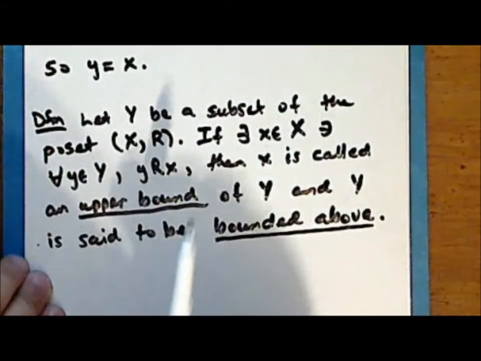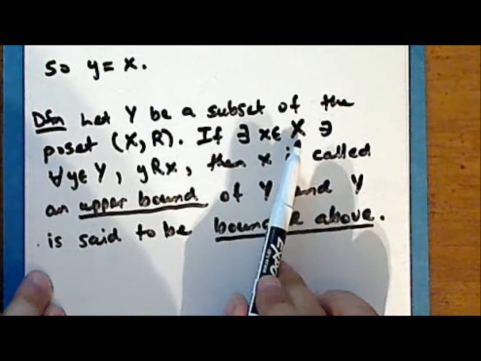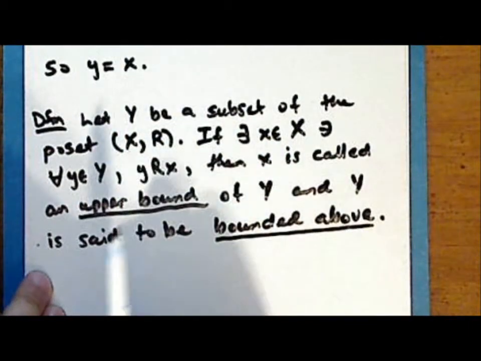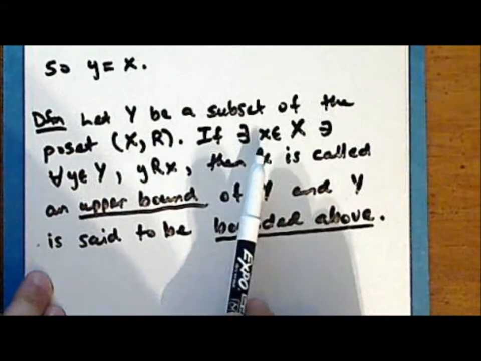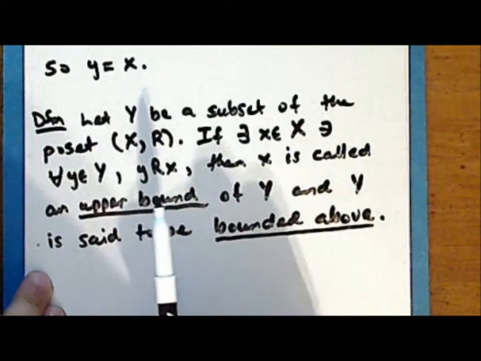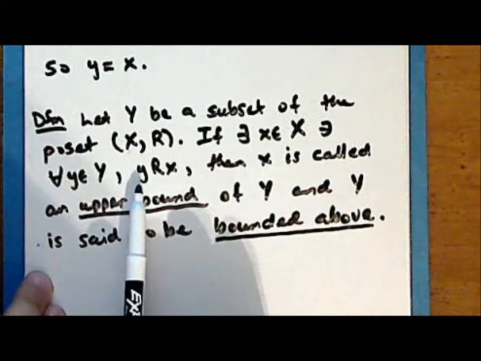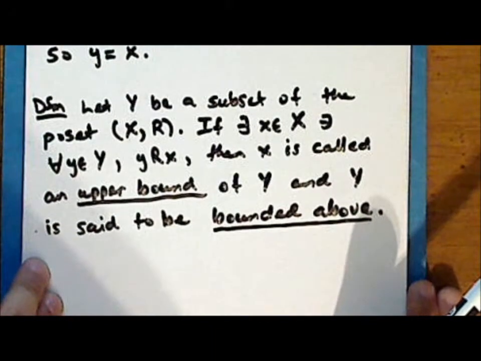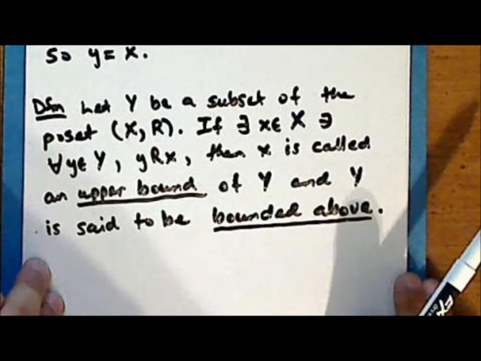So notice that if this element exists in the superset, then it does not necessarily occur in the set Y. That is, it is not necessarily an element of the set Y. But if there exists an element in a larger superset of the set Y, such that for every element y, that element is related to the given element x, then that element is called an upper bound, and the set is said to be bounded above.